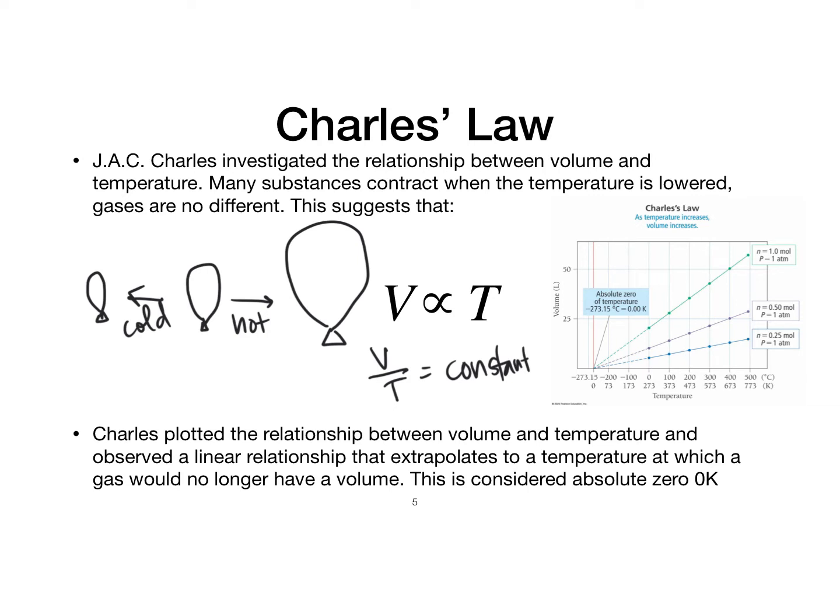So that temperature is right here, and that is absolute zero, or 0 Kelvin. The absolute zero is the temperature at which the volume is predicted to be zero. It has yet to be observed, but what we know is that that is what the expected calculation is. So Charles's law looked at this.